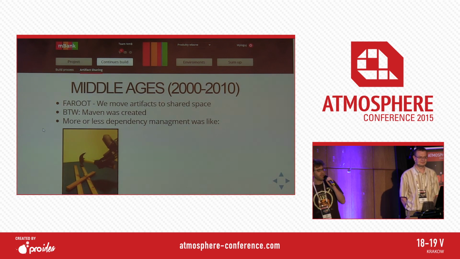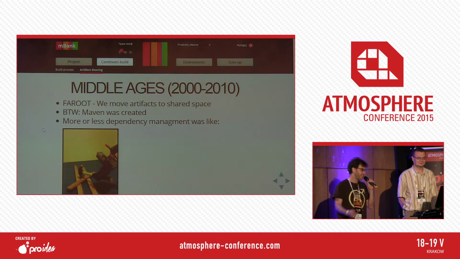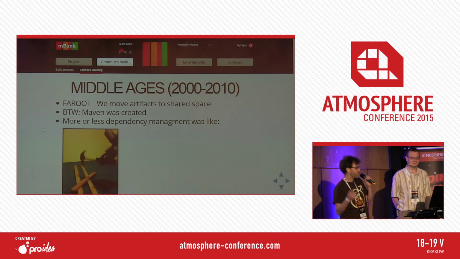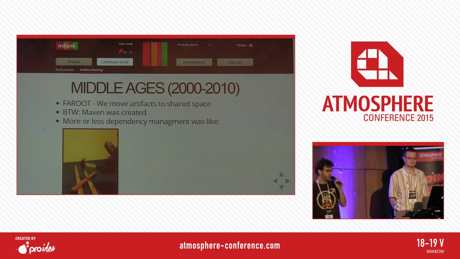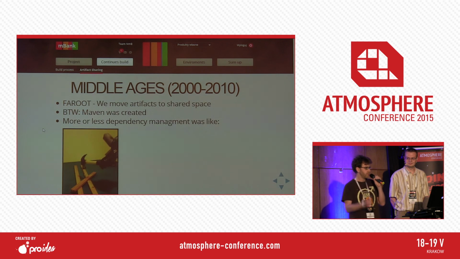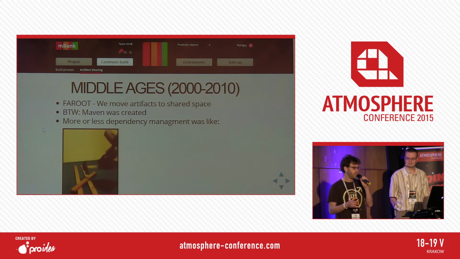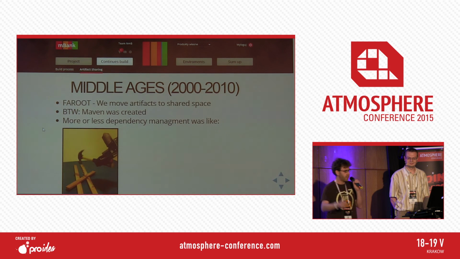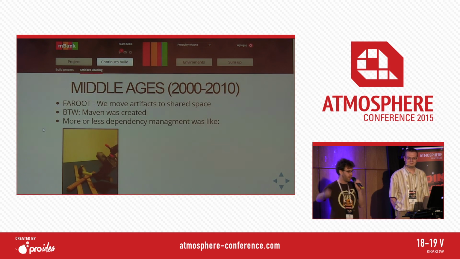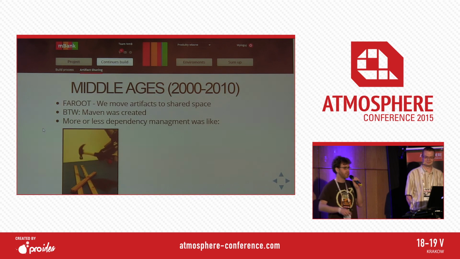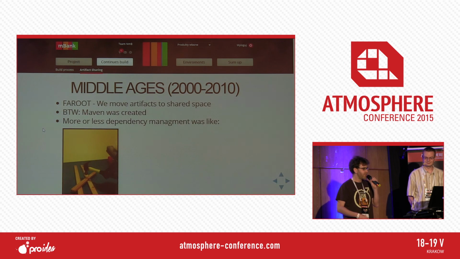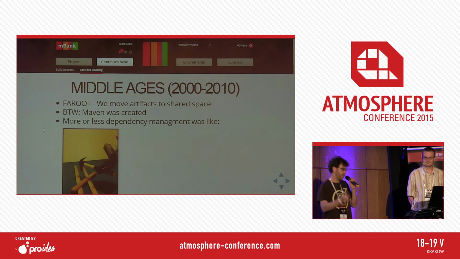Then, in the beginning of this century, in the Middle Ages, there was the first version of Maven, first of all. We also developed something like Firut, which was a very simple thing. We moved all the shared resources, all the build artifacts, into a shared folder on Windows, but still it wasn't working perfectly.